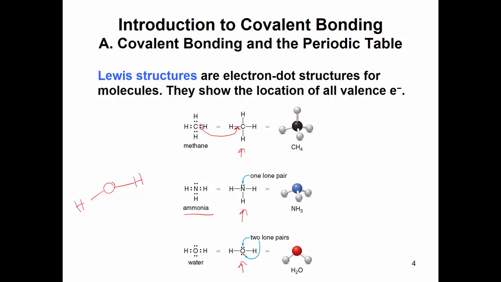Okay, and so our hydrogens are fine. They always have this one bond. They never have lone pairs because they want that one bond, and that's all. But oxygen has 2 lone pairs around it because it needs 8 electrons to fill its octet. So 2, 4, 6, 8.